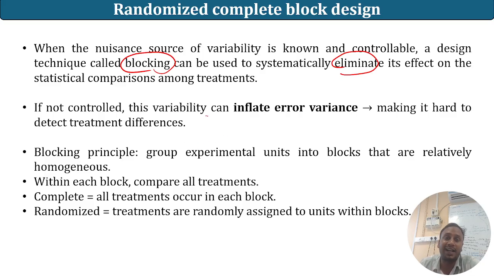If not controlled, what will happen? The variability is going to increase, inflating the error variance, making it hard to detect the treatment differences. Because when we have a medicine, we took one treatment, second treatment, third treatment, fourth treatment, and we took a number of samples many times. If we don't do the blocking, there might be a chance that the nuisance factor will inflate the error. So what to do? We have to do the blocking. We'll take similar parameters in one group. So what is the blocking principle?